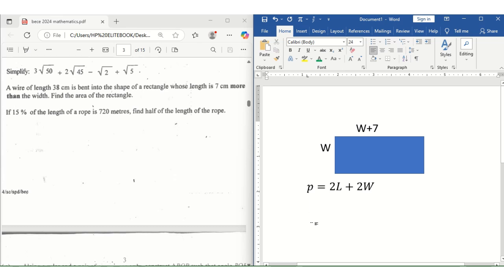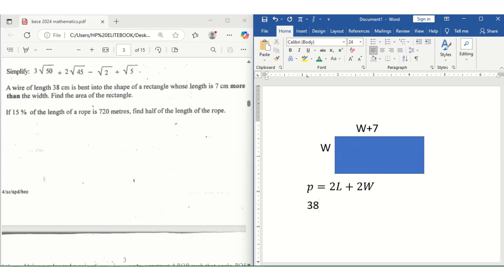So the perimeter was given to us in the question, and that is the length of the wire, because that length of the wire was bent to form a rectangle. So it formed the distance around the rectangle. So that will be the perimeter. It means that the perimeter was given to us as 38.